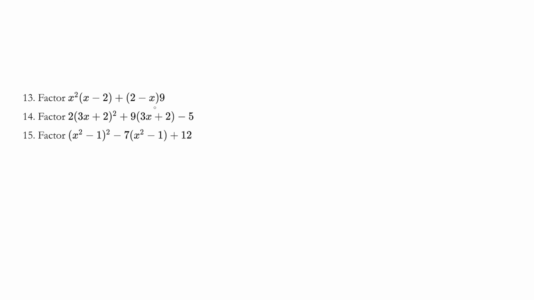Let's factor question number 13. Let's pay attention to the fact that these look similar. These are like fraternal twins. So by pulling out the -1, we can make them look the same. So let's do that. So we have x squared, x minus 2. Instead of plus, we'll pull out a -1.